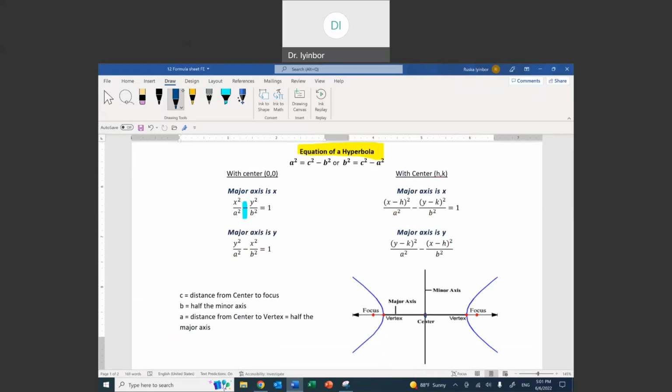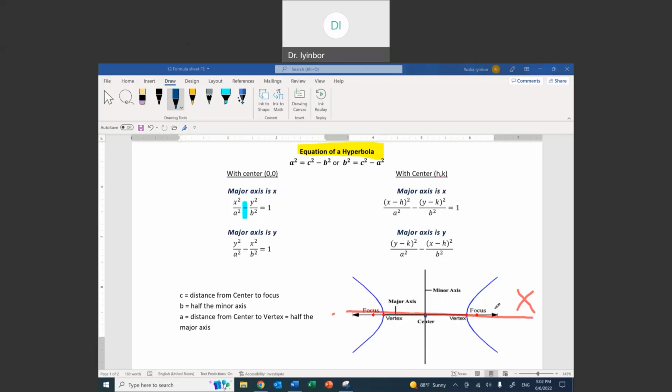So this is the major axis in this case, and the major axis is x. All the points on that axis, that's the major axis. So you have the vertex, you have the center, you have the focus. Again, there are two of those foci, two of those vertices. So the major axis is x if it looks like that.